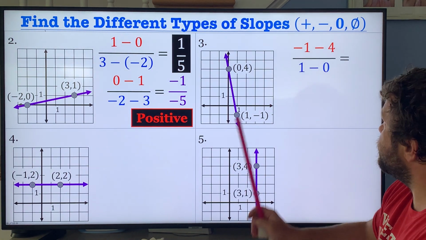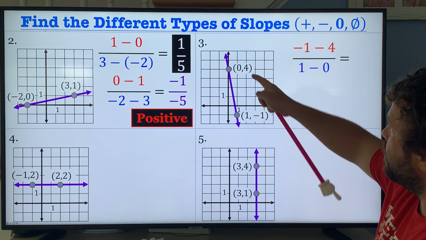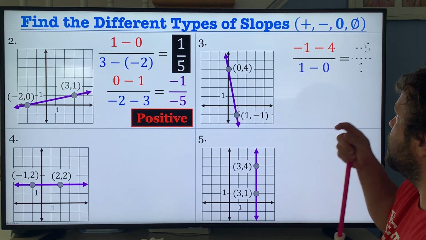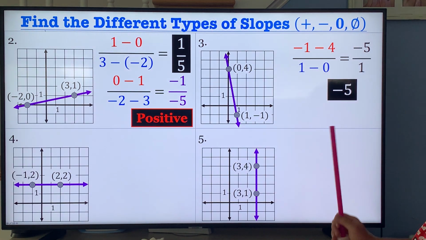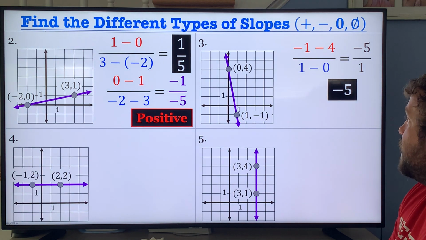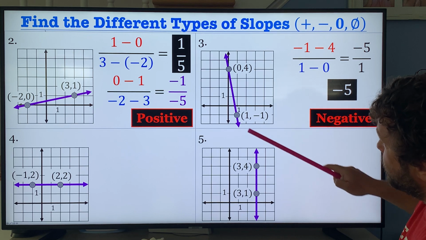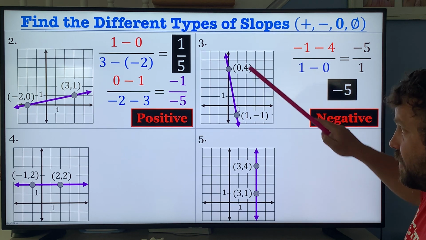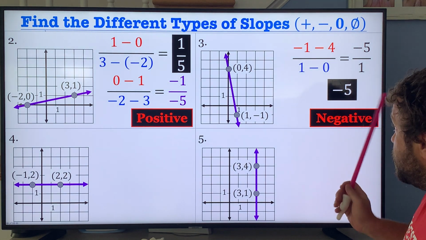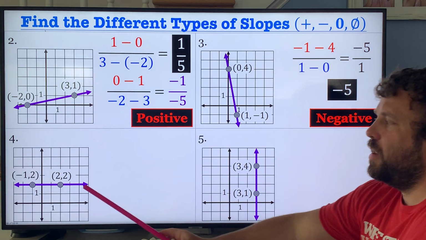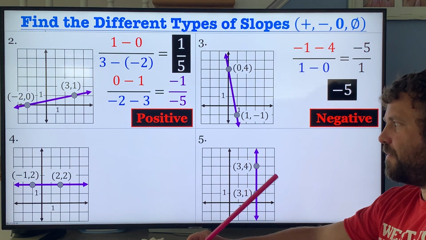All right, problem 3: negative 1 minus 4, 1 minus 0, gives you negative 5 over 1, or a negative 5 slope. That slope is negative. It is decreasing from the left to the right. And once again, if you did it the other way, used the other points, reversed them, you would still get negative 5 as an answer.